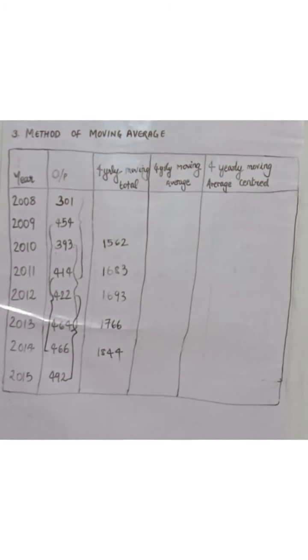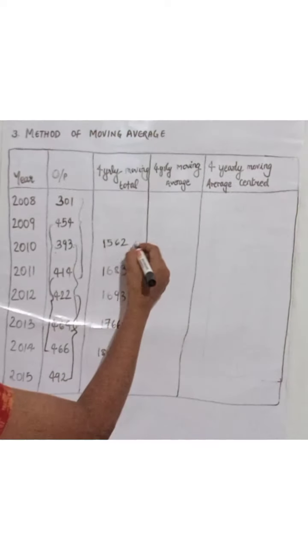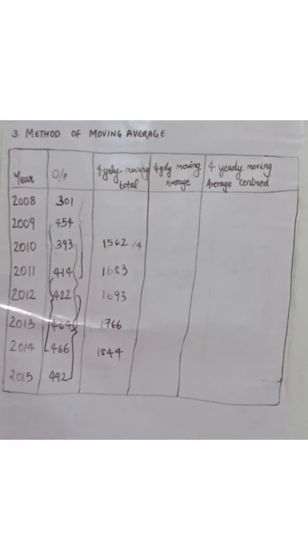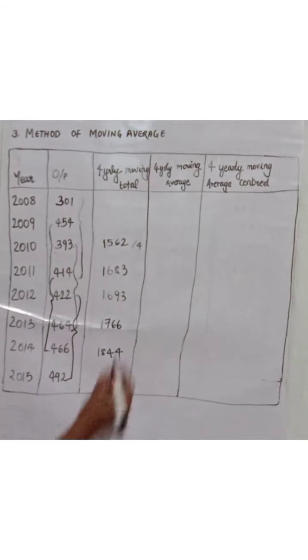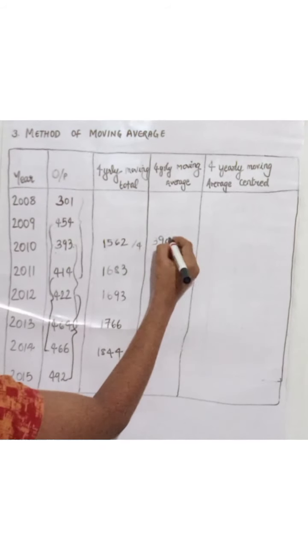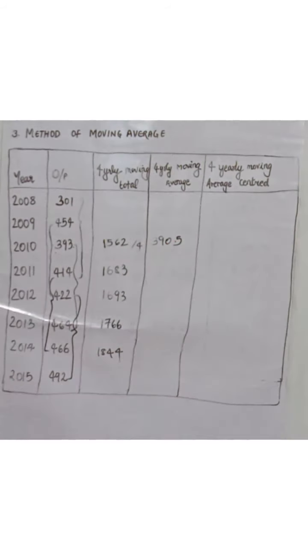For average, when it is 4 yearly, we have to divide by 4. So all this total will be divided by 4. All I am going to divide it by 4. So I will get 1562 divided by 4. I am going to write it in the corresponding column of the same. I will get 390.5 when I divide it by 4.